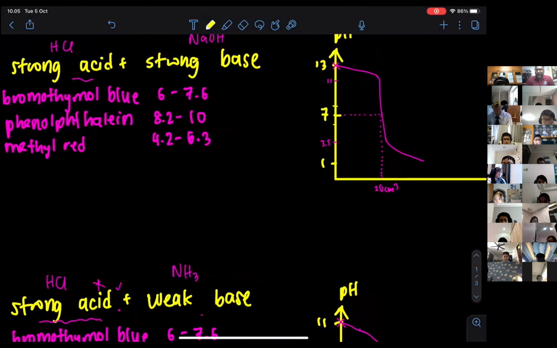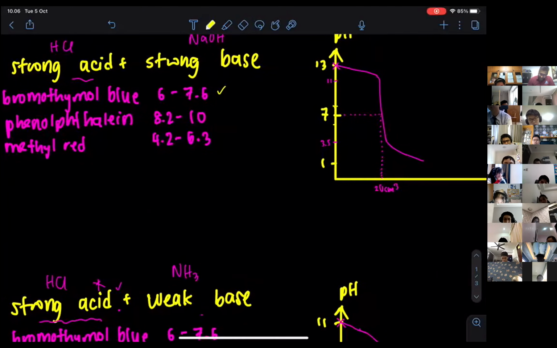As long as the indicator range is within the sharp drop, you can use that. So Audrey, can you use that? Yeah, can. Now, phenolphthalein. Jackson, can you use phenolphthalein for this case?